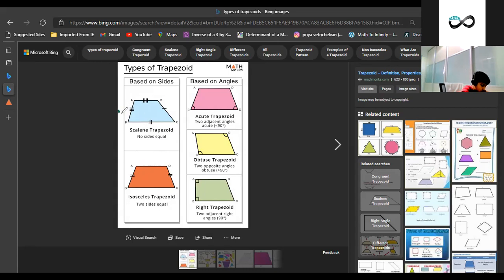Like let's assume this is 2 centimeter and this is 2.5 centimeter. Should I draw the diagram? Yeah, I want you to draw the diagram also. So it's 2, 3, 2.5 and 4 centimeter. All the four sides are different. They're not equal.